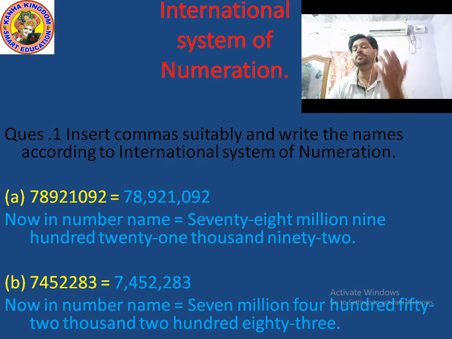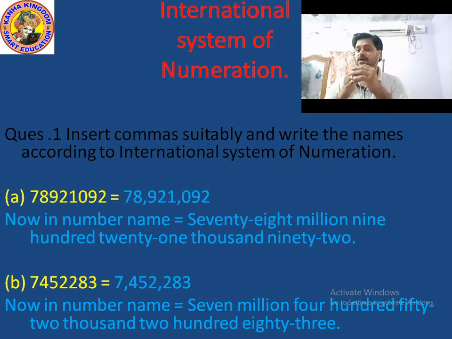Now move to millions period. So in millions period, how many digits are here in this question? Only 2 digits. Okay, so which digit in millions place value? 8 in millions place value. Which digit in ten millions place value? 7 in ten millions place value. Okay, now you understand which digit in ones period, which digit in thousand period and which digit in millions period.